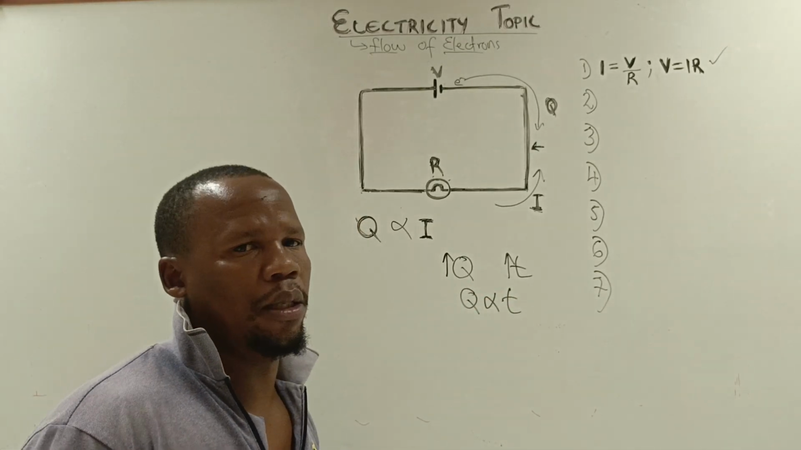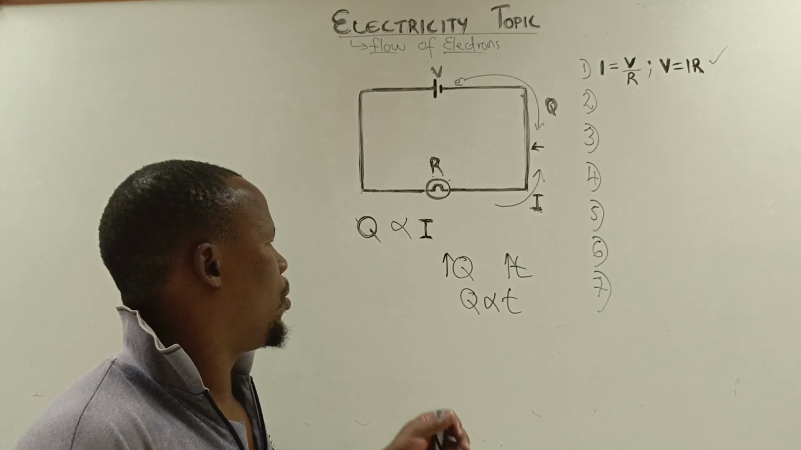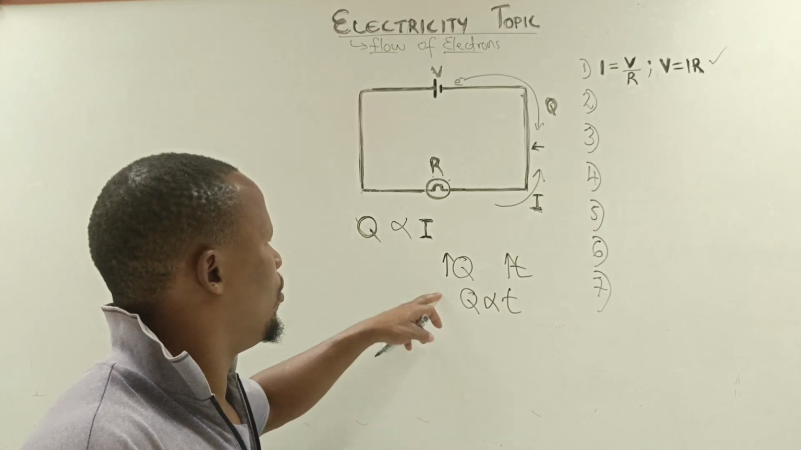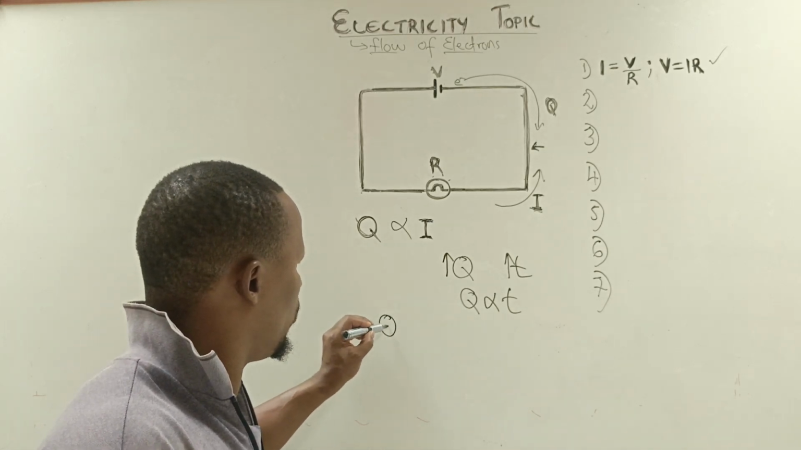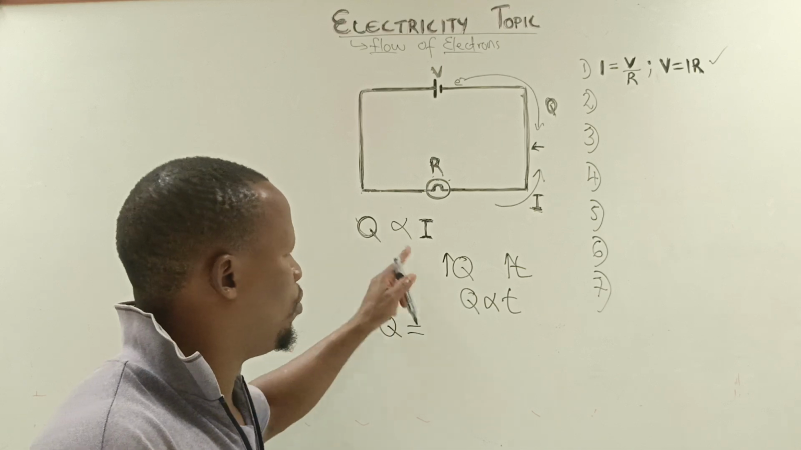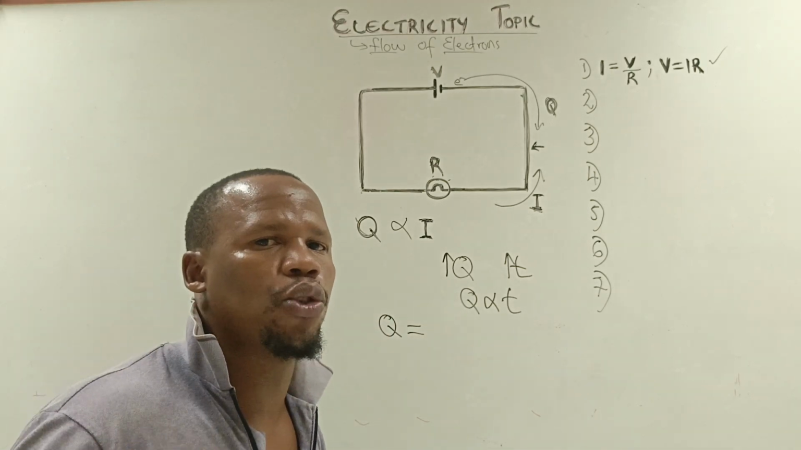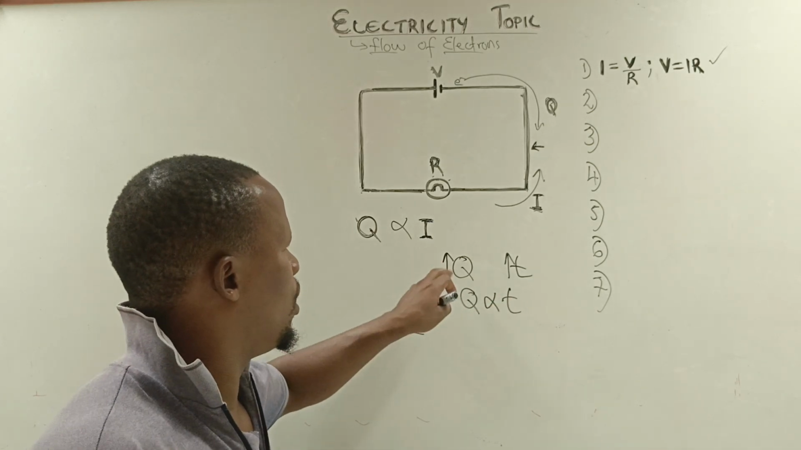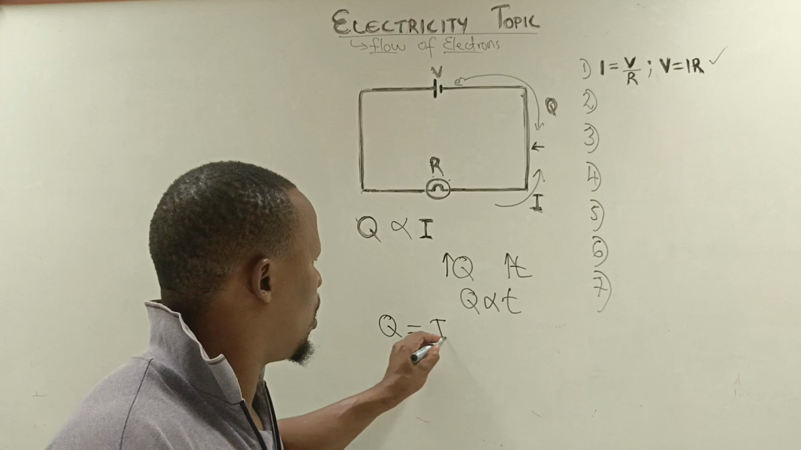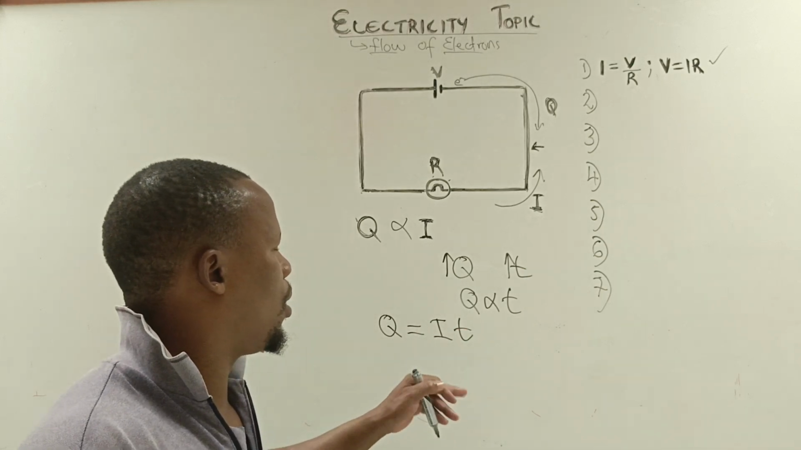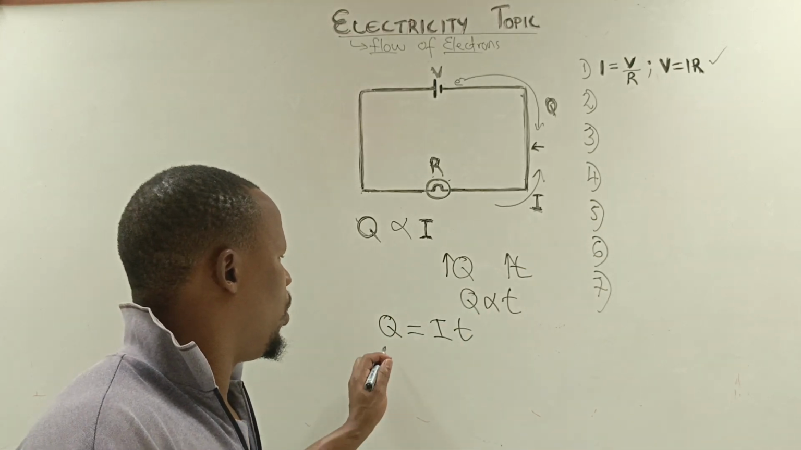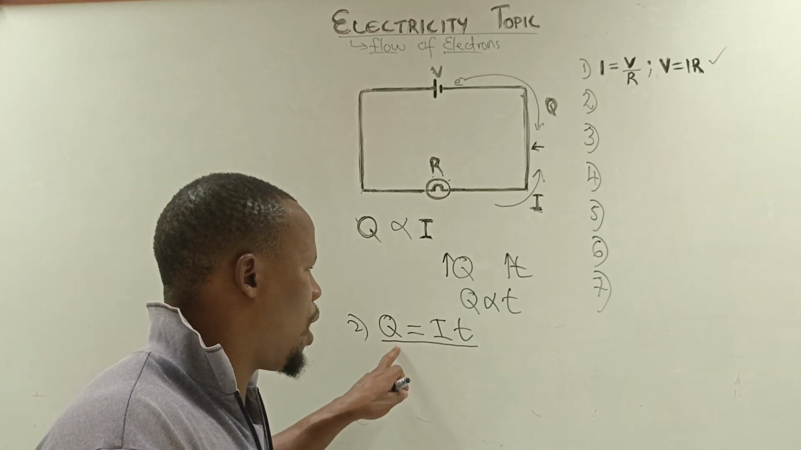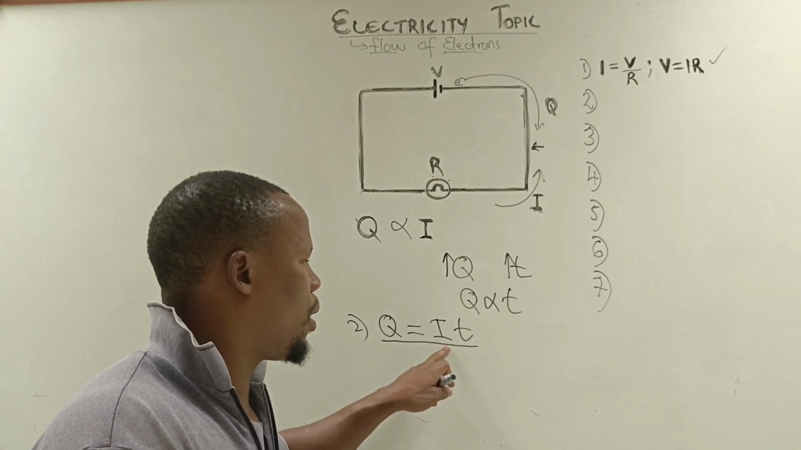Like in the previous equation, we have these two proportionalities and then we combine them. On the left side of the equation, we have charge. To combine the two proportionalities, we change the proportionality sign to an equal sign. On the right side of the equation, we have I times T. So we have derived our second formula. Charge is equal to current times time.